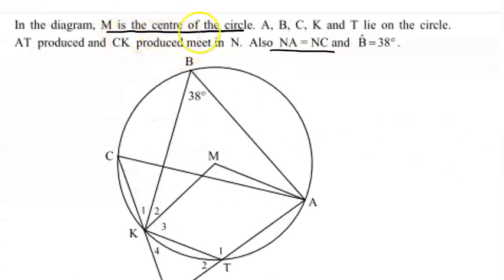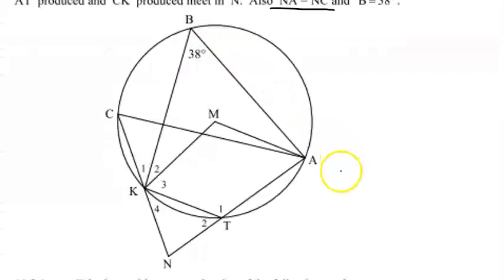Remember, we are given the center of a circle, which gives rise to the following. Center gives rise to radii. So that's radii as follows. The angle at the center is twice the angle at the circumference. So if that's 38 times 2, that will give us 76 degrees there. Angle at center is twice angle at circumference.